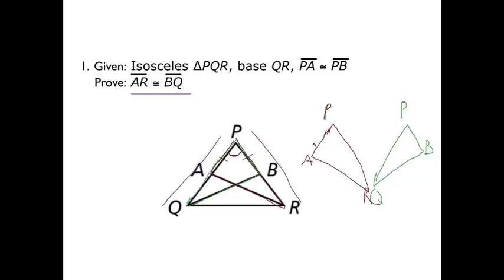And what I know is that PA is congruent to PB, and I know that PQ, or PR, the long side here, is congruent to PQ, this side here. So by stating that angle P has to be congruent to itself, I have side, angle, side, side, angle, side. So these two triangles will have to be congruent, and therefore their corresponding sides of AR and BQ would have to be congruent by CPCTC. That's how we're going to do the proof. Pause the slide if you need to look at those pictures a little longer to take that in.